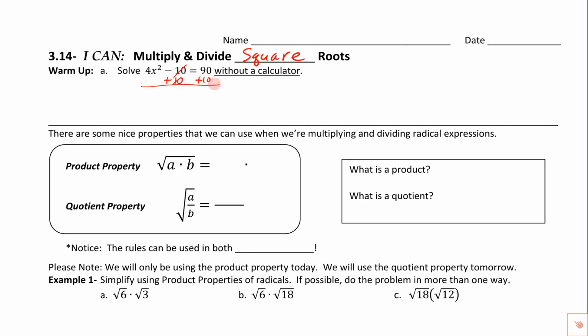Those are going to undo each other, so we end up with 4x squared on this side. We end up with a 100 over here. It's still not isolated, so let's keep isolating that. We're going to divide both sides by 4. So this is going to be x squared equals, and then 100 divided by 4. Let's see, if you took $1 and divided it into 4 pieces, you'd end up with 25 cents. So that's a 25 there.